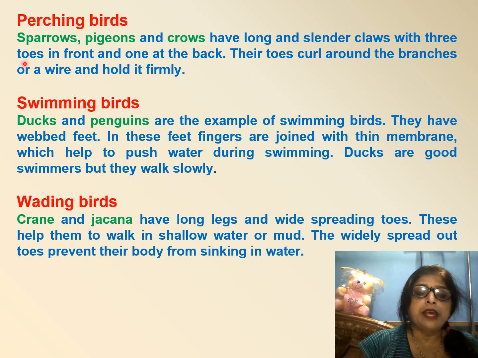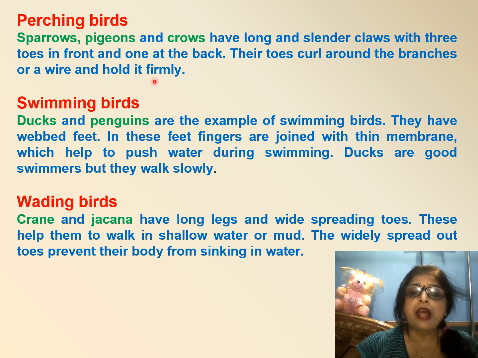Perching birds. Examples are sparrow, pigeons and crows. They have long and slender claws with 3 toes in front and 1 at the back. It means a total of 4 toes are present: 3 are found in front and 1 at the back. Their toes curl around the branches. It means they catch the branches or a wire with the help of these perching claws and hold it firmly.